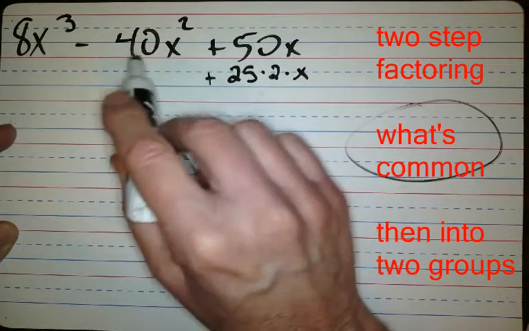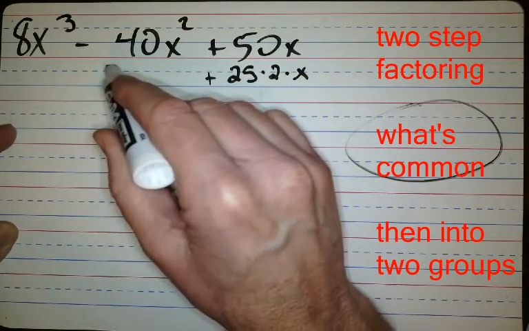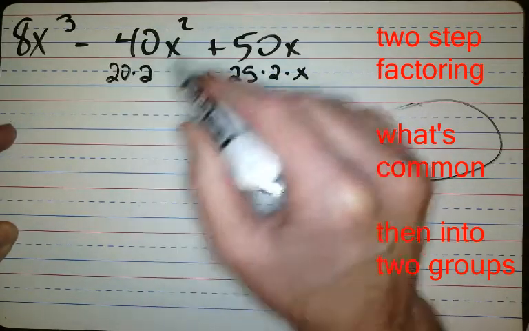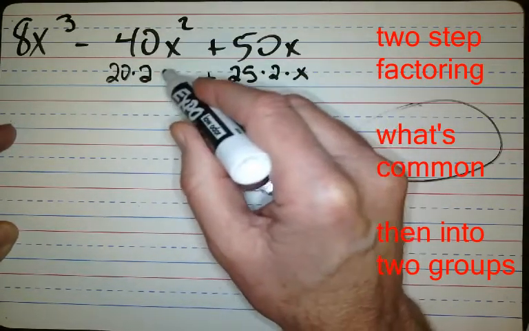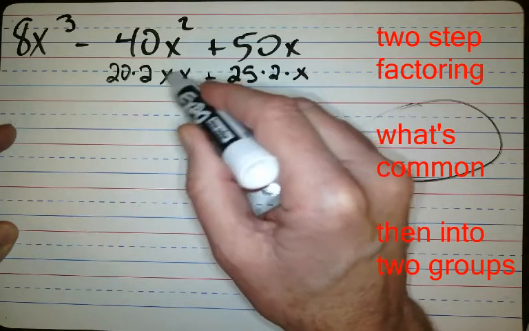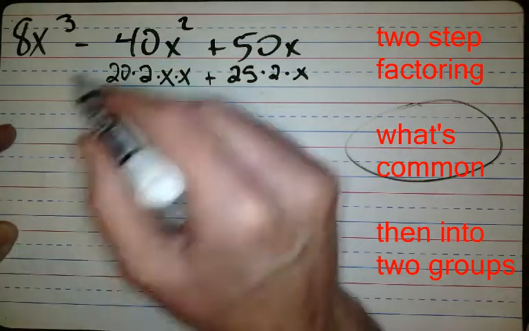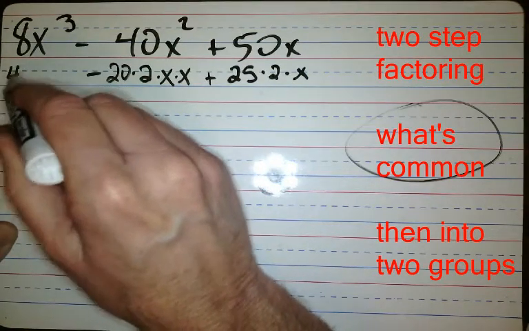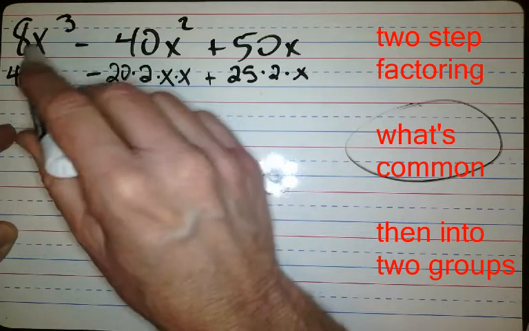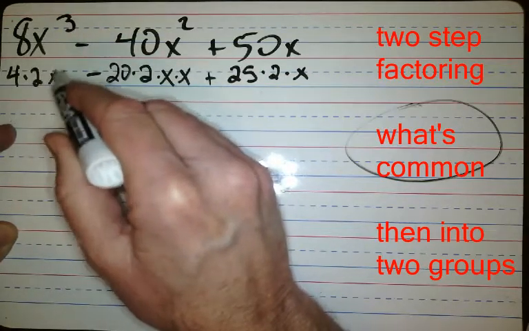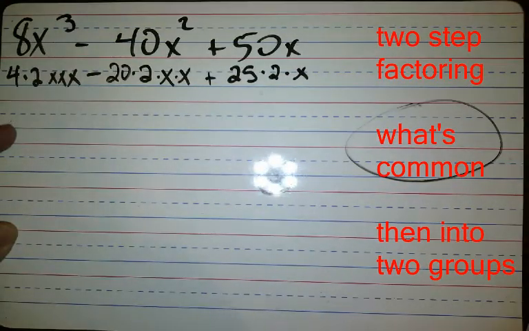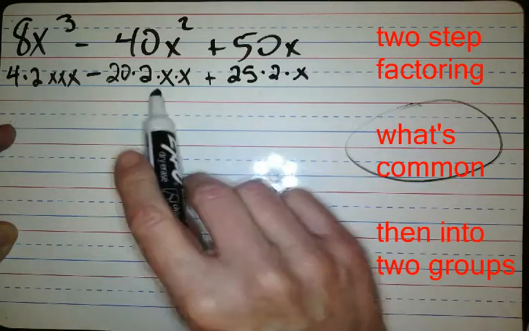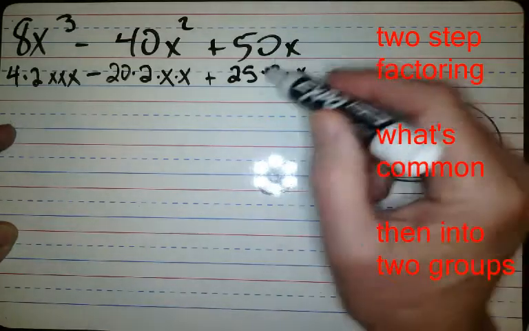And then they look at this one, they say, oh, well, I know that that is 20 times 2, because 40 is 20 times 2. And then isn't x squared 2 x's in a row? Yeah, that's what it is. And what's this one? Well, it is 4 times 2. And then isn't x cubed 3 x's in a row? Triple x, right?